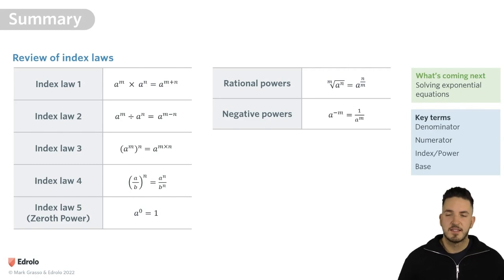To summarize this lesson, looking at the review of the index laws, so we've got 5 index laws, the 5th one being the 0th power. We also look at rational powers and negative powers as well. So in the next session, we're going to be looking at solving exponential equations and using all of these laws in combination with one another to help us solve exponential equations.